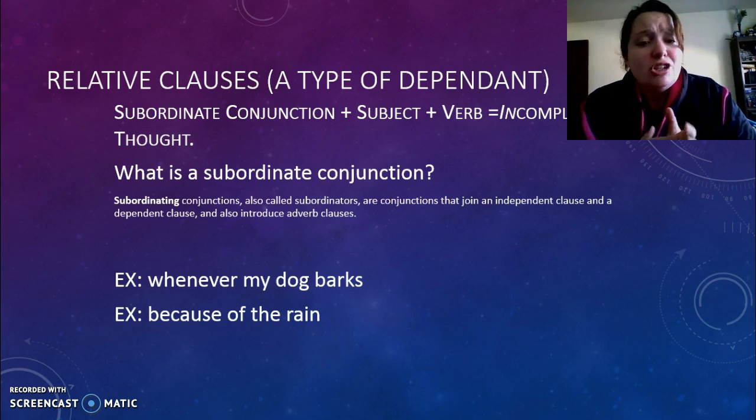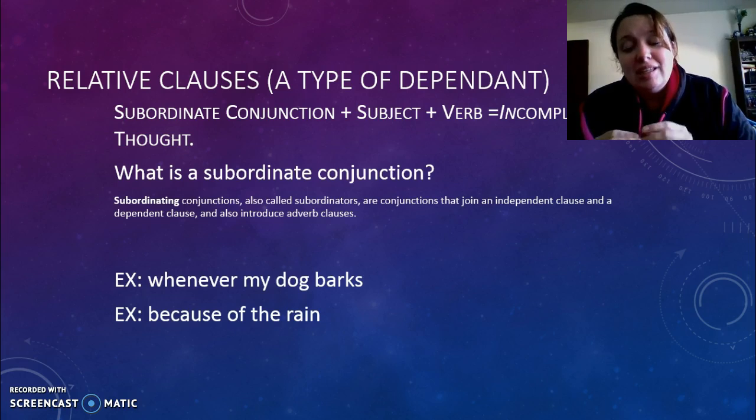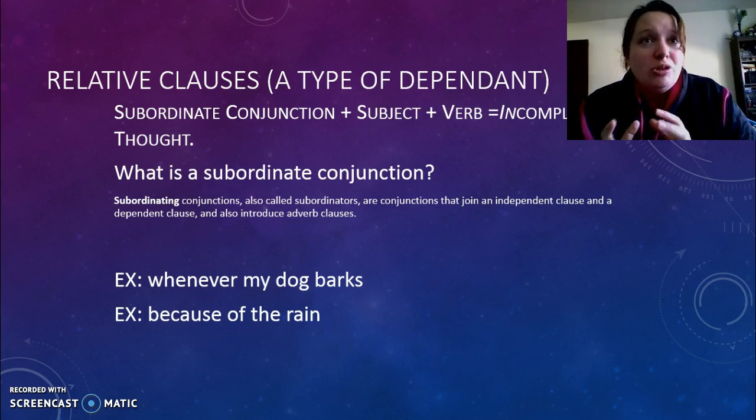So a subordinating conjunction, which we might refer to as subordinators, is a conjunction that joins an independent clause and a dependent clause. They can also introduce adverbial clauses. Essentially, you may have a subject and a verb in the sentence, but that subordinating conjunction turns it into an incomplete thought. Because when you put a subordinating conjunction into a clause, it requires another piece of information outside of the clause.